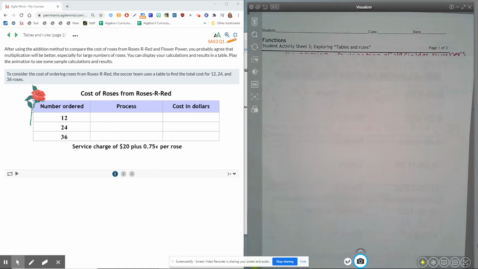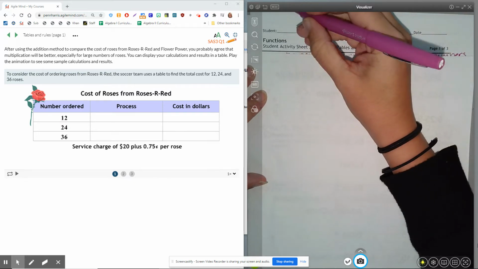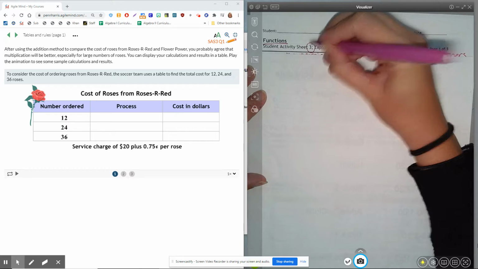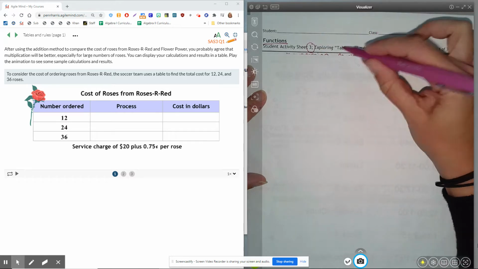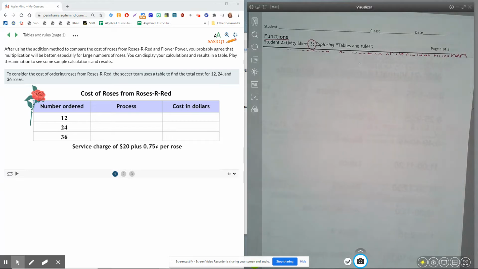All right, ladies and gentlemen, we are back today and we are still working in topic 3 functions, and we are doing student activity sheet 3, which is exploring tables and rules. You remember from our assignment from the other day, we took notes about the soccer team trying to pick a flower shop for their fundraiser. So they had either the Roses Are Red shop, or the Flower Power shop.